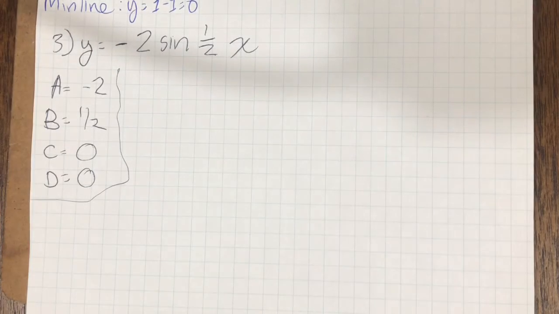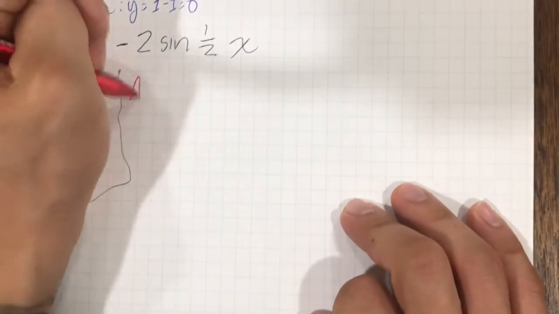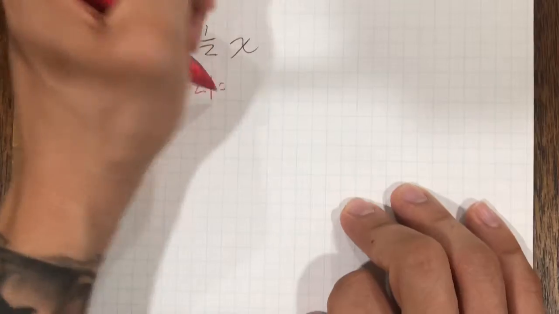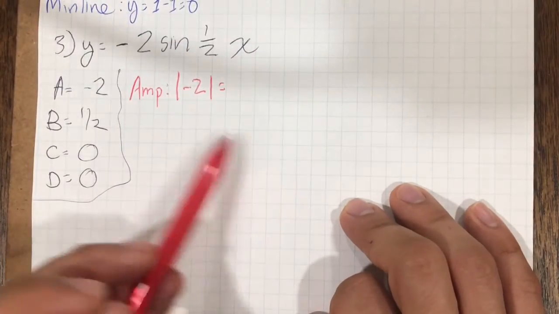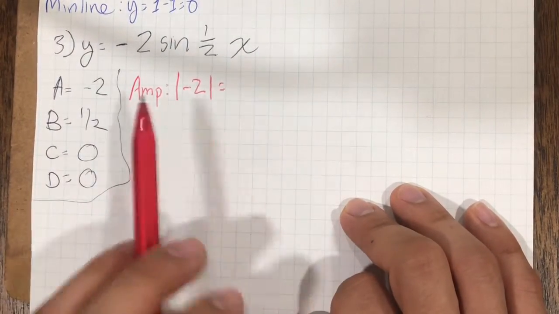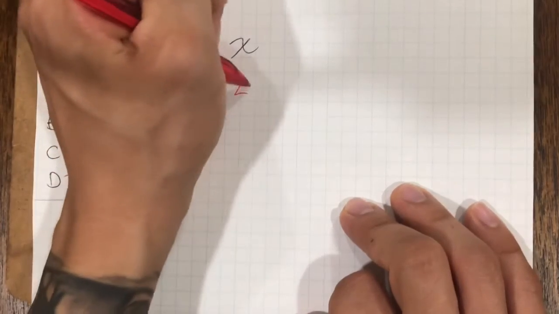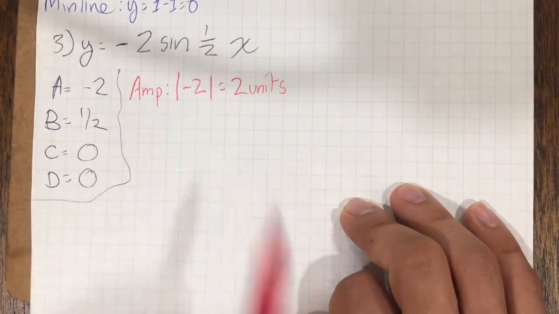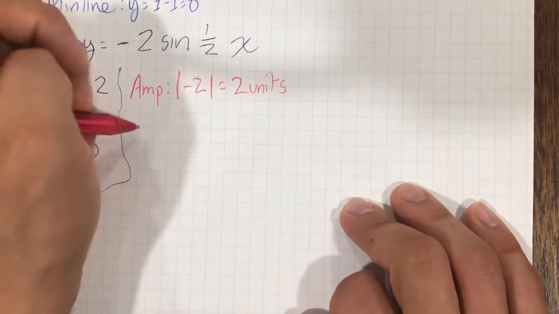So starting off with the amplitude. I take the absolute value of -2. Now, if I take an absolute value of -2, then my answer is going to be a +2. All right, so my amplitude is 2 units. All right, then we have the period.